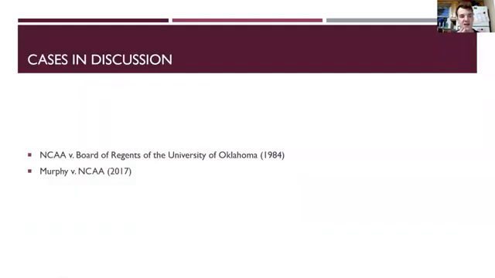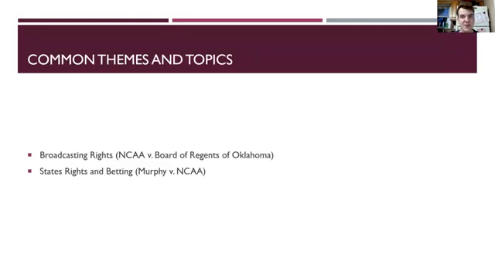So the two cases I'll be talking about today are the NCAA versus Board of Regents of the University of Oklahoma, which took place in 1984, and the Murphy versus NCAA case, which just finished this year but was started last year. Some common themes and topics are broadcasting rights, states' rights, and betting.